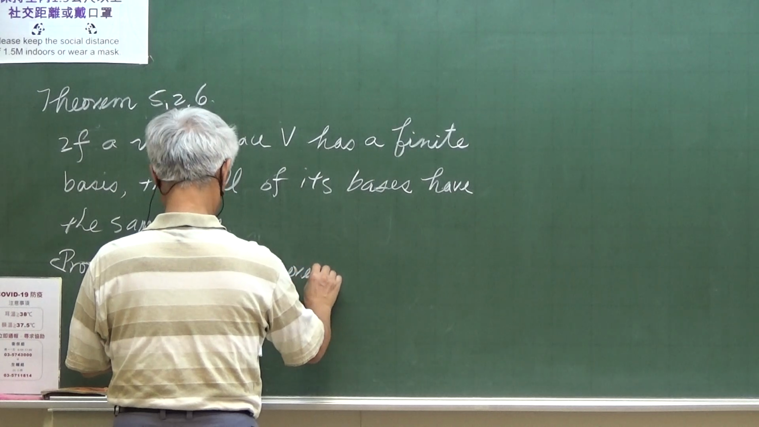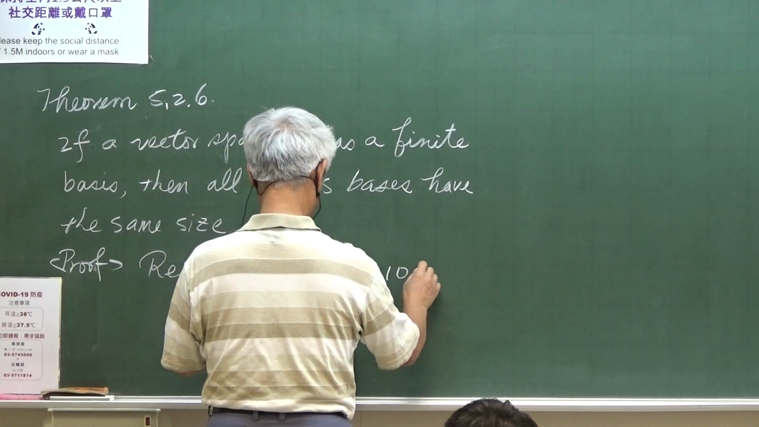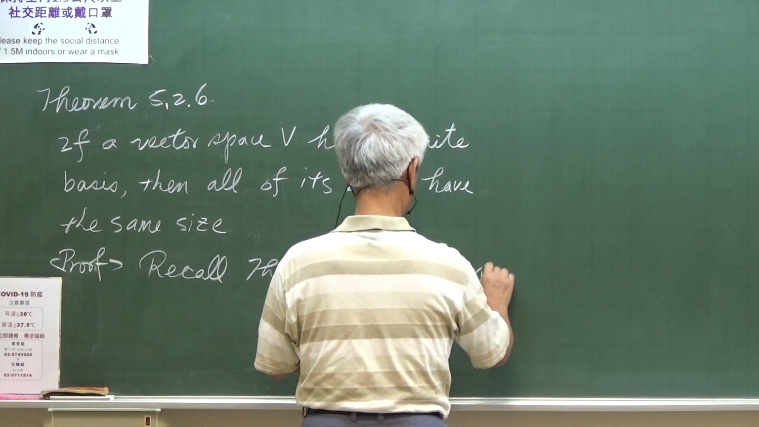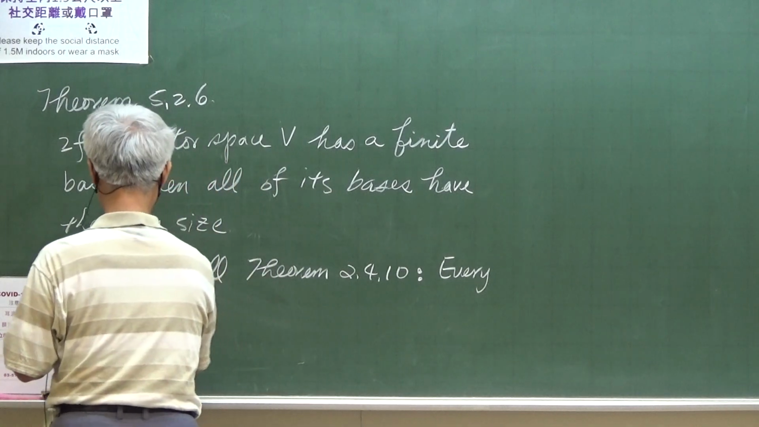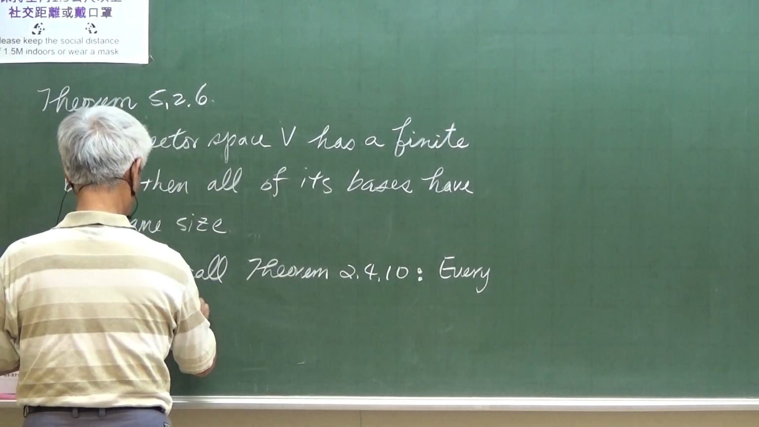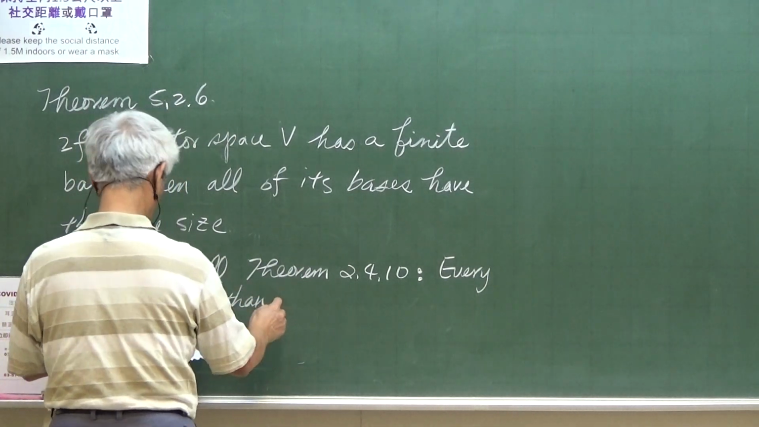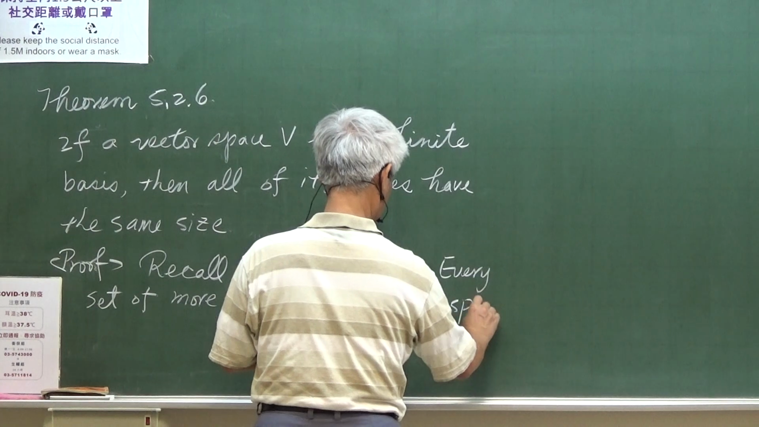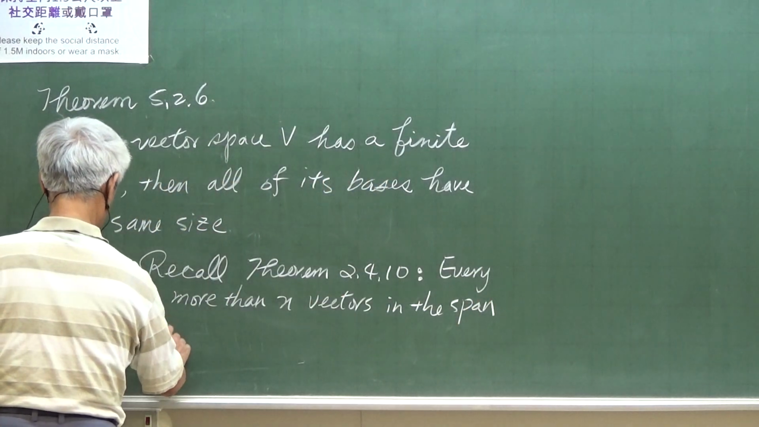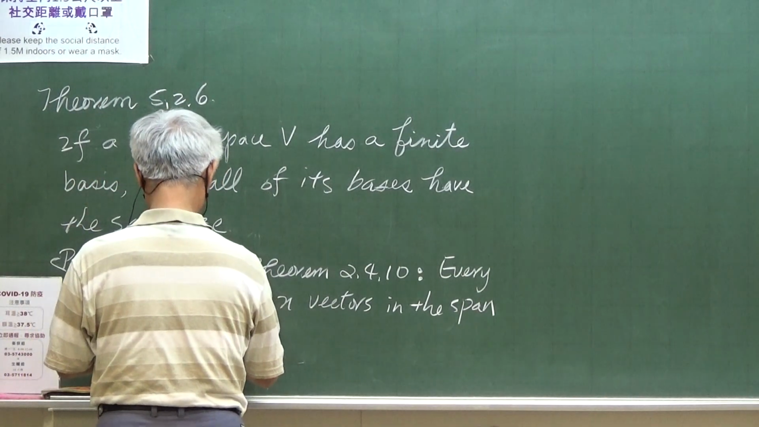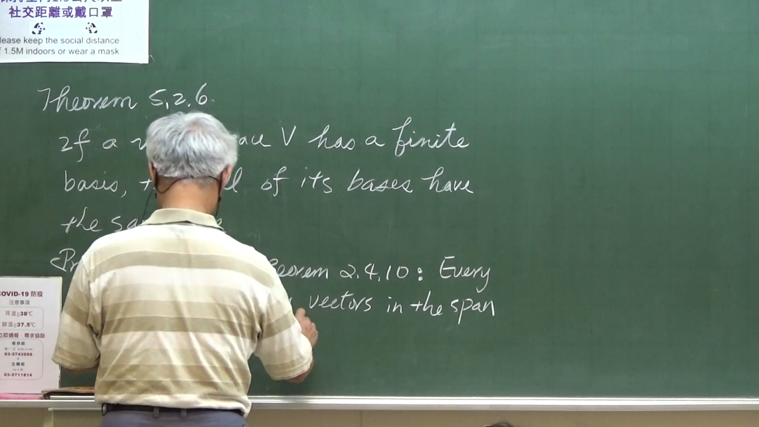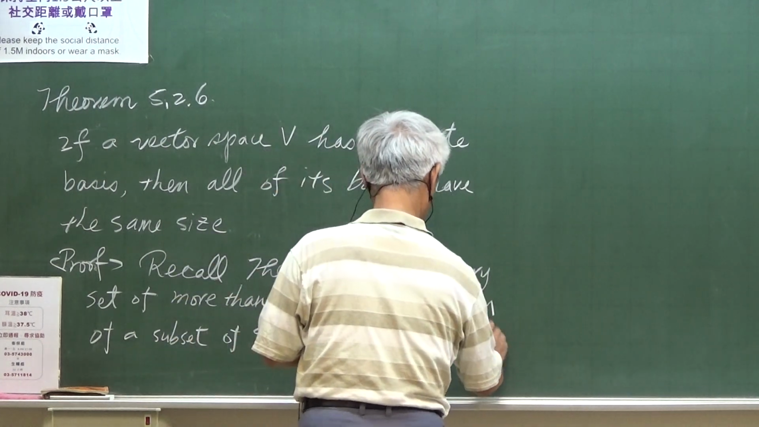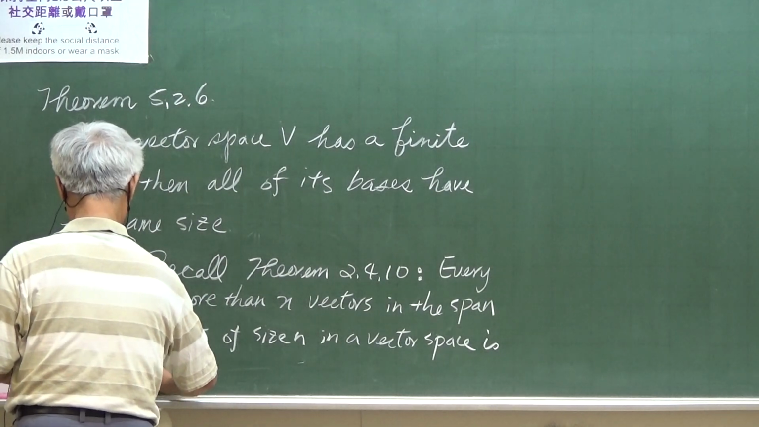theorem 2.4.10. Right, so 2.4.10 states that every set of more than n vectors in the span of a subset of size n in a vector space is linearly dependent.